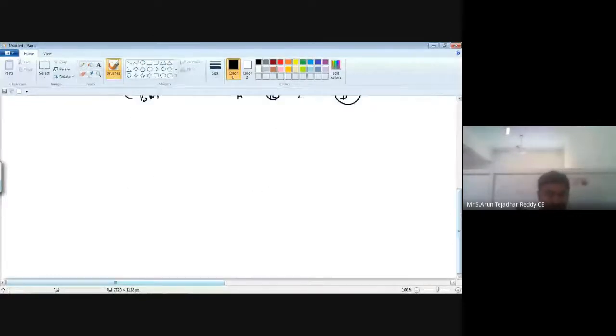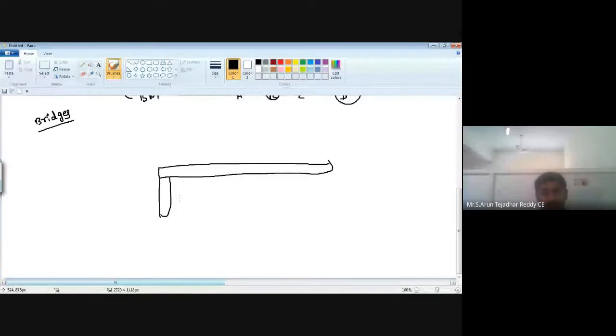Just now we discussed where we can see this type of moving load. Mostly we can see it in bridges. So this is one type of bridge. Consider a bridge with the span A, B, C.